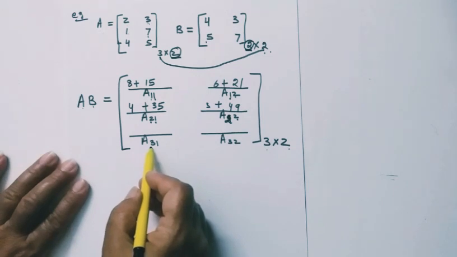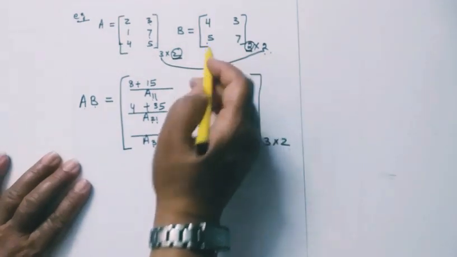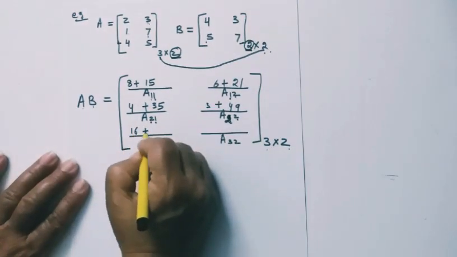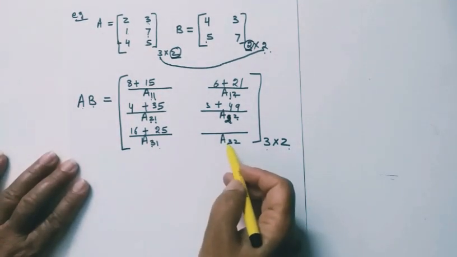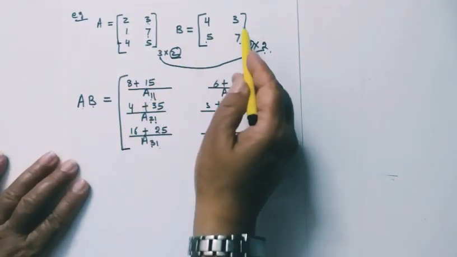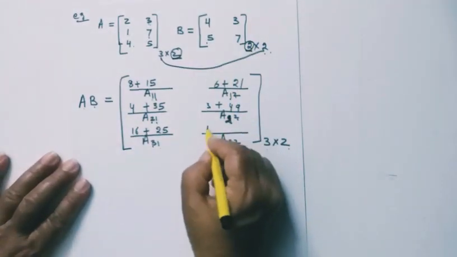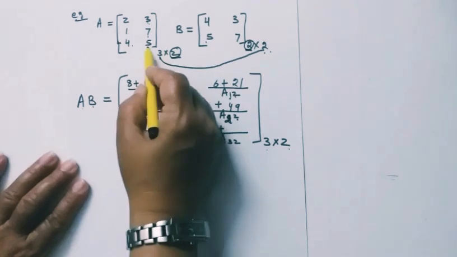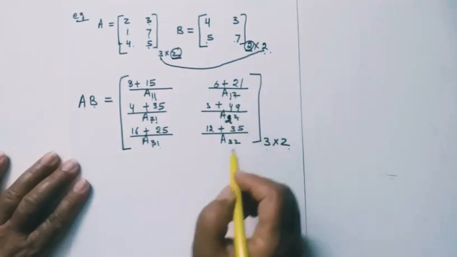Here you have to multiply third row of A with first column of B. So third row is 4 5, first column is 4 5. 4 into 4, 16, 5 into 5, 25. And for last, you take third row of A and multiply it with second column of B. So 4 into 3 is 12, 5 into 7 is 35.